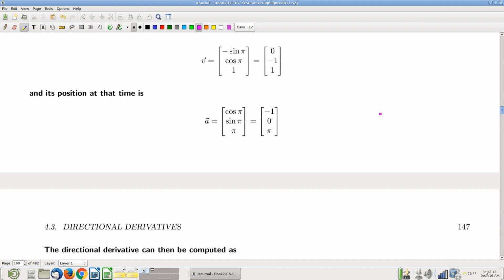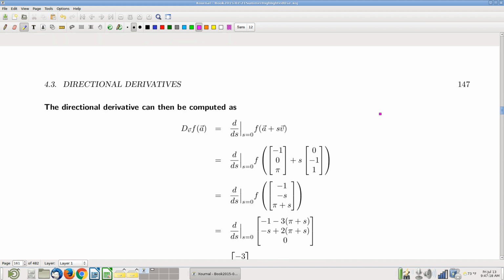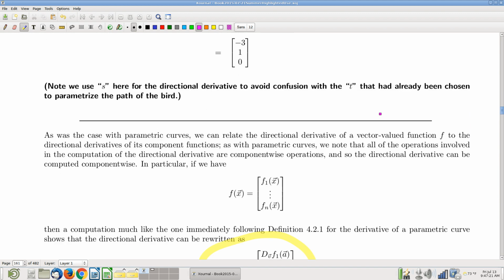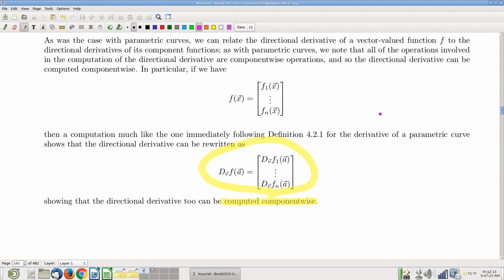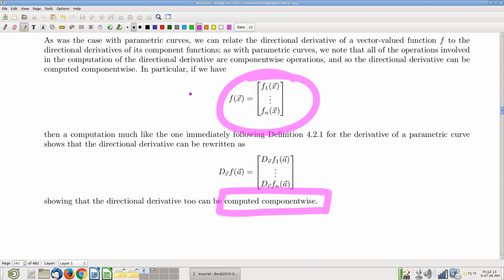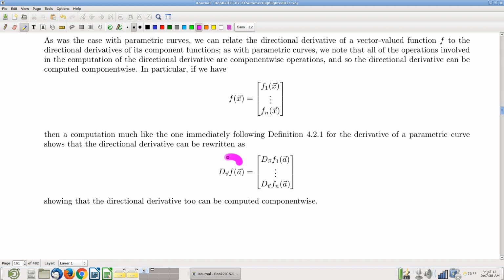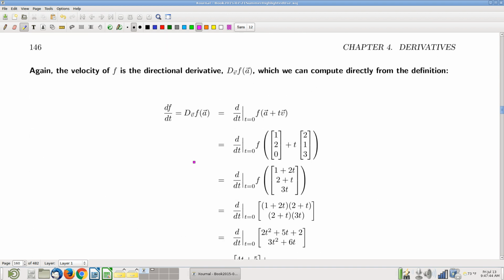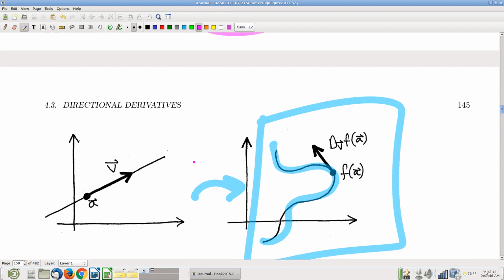Okay. Last, there's several more examples. I'm going to let y'all read these other examples. That's not terribly different. I do want to make one last observation, and that is the fact that directional derivatives are computed component-wise. Not terribly hard to see why this is true. If you have a function that has several outputs, and if we're taking a directional derivative, let's remind ourselves momentarily, where did directional derivatives come from? Well, let's go way back to the beginning here. Directional derivatives.